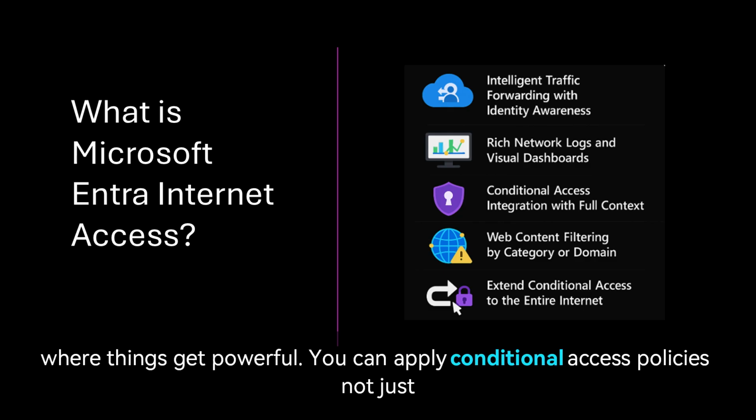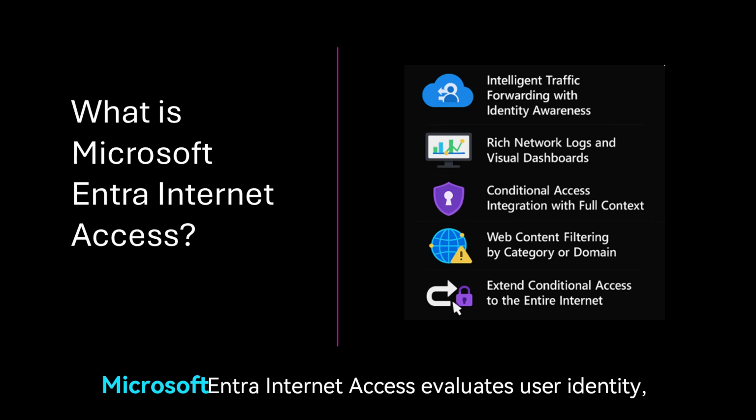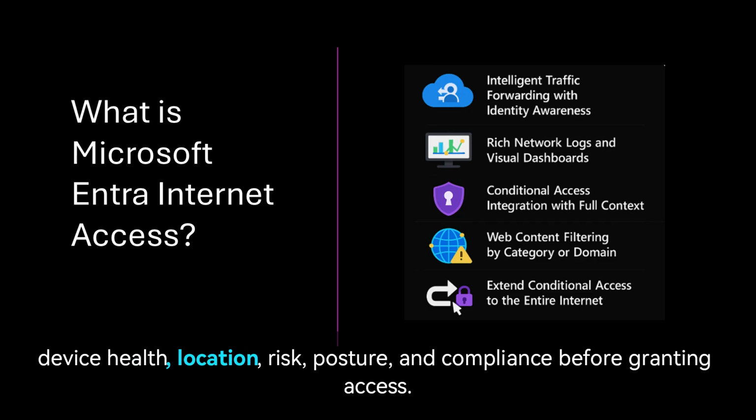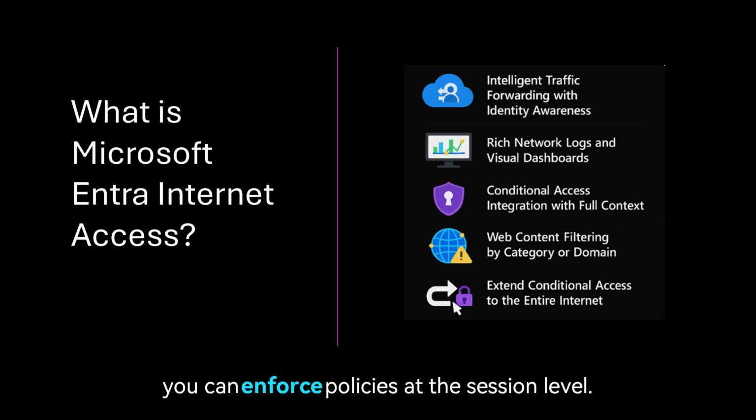This is where things get powerful. You can apply conditional access policies not just to apps, but to internet traffic itself. Microsoft Entra Internet Access evaluates user identity, device health, location, risk posture, and compliance before granting access. So, whether someone's opening Outlook or browsing an unknown site, you can enforce policies at the session level.